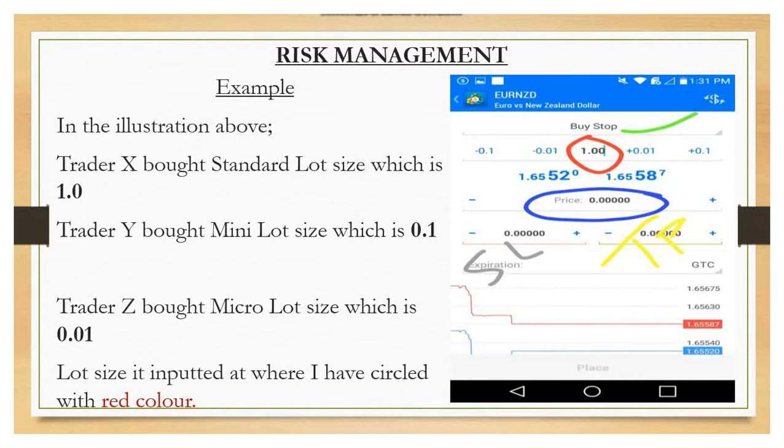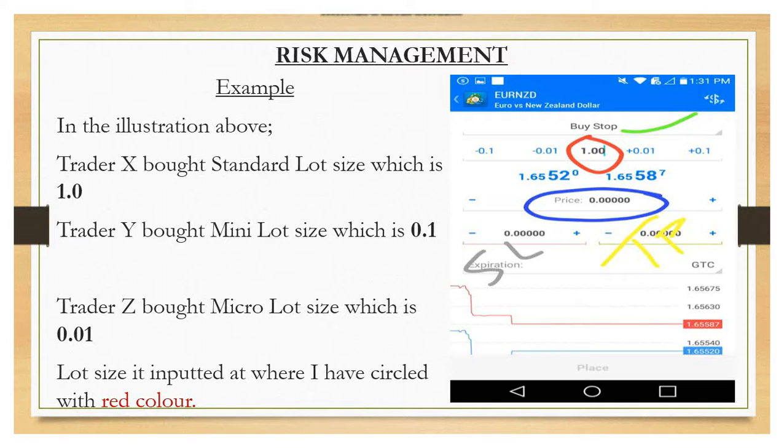In the illustration we did earlier, trader X bought standard lot size, which is 1.0. Trader Y bought mini lot size, which is 0.1. Trader Z bought micro lot size, which is 0.01.